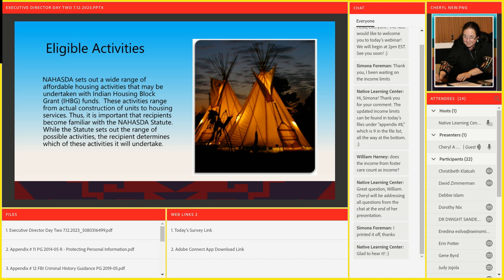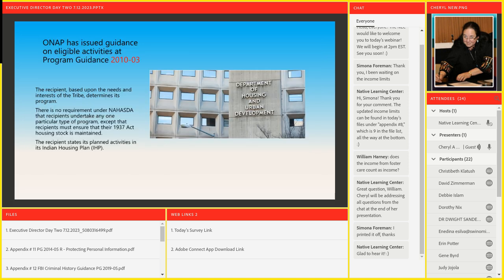It's important that recipients become familiar with the NAHASDA statute, which is the first appendix you have. It sets out that range of possible activities. You as a recipient determine which of those activities you want to undertake. So there's guidance for eligible activities under 2010-03. Now, all of these have numbers to you. It might not have the appendix items, but you have the link now to get into Code Talk, go into the program guidances, go to 2010-03, and that's going to pop up, and then you have the law.